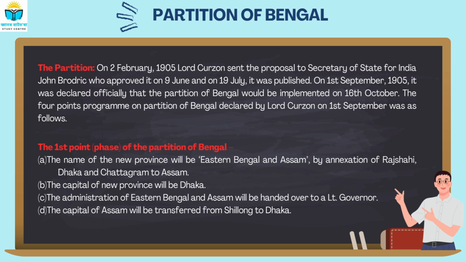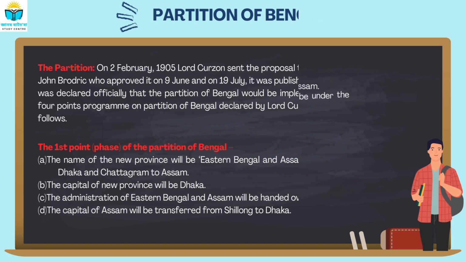Here's what it included. First point. A. The name of the new province would be Eastern Bengal and Assam, formed by annexing Rajshahi, Dhaka and Chattogram to Assam. B. The capital of this new province would be Dhaka. C. The province would be governed by a lieutenant governor. D. The capital of Assam would be shifted from Shillong to Dhaka.